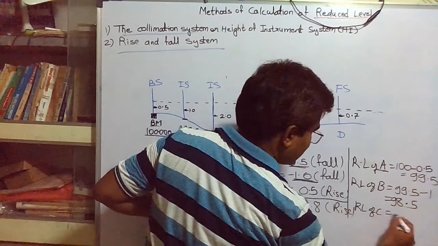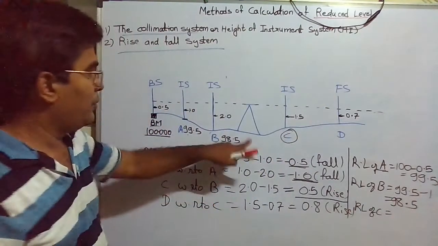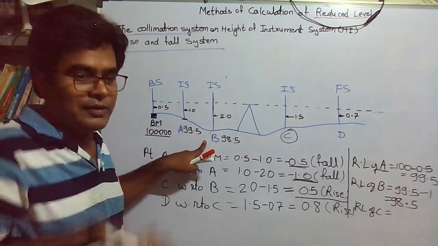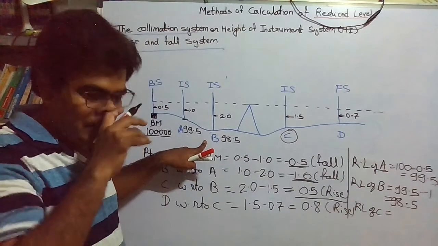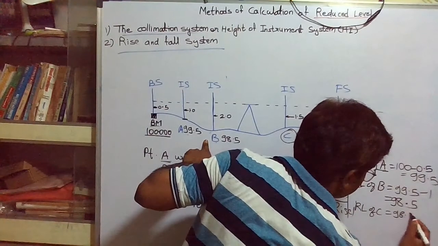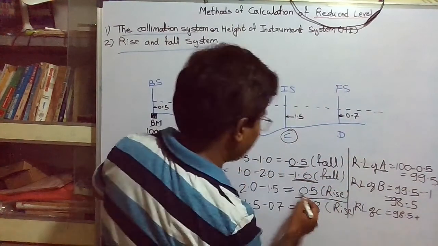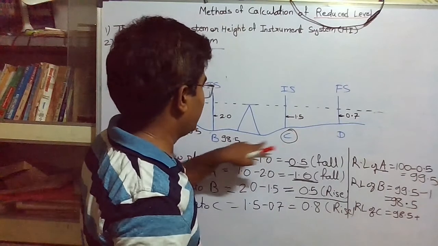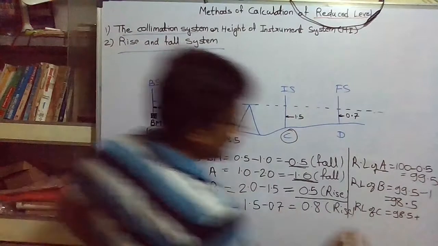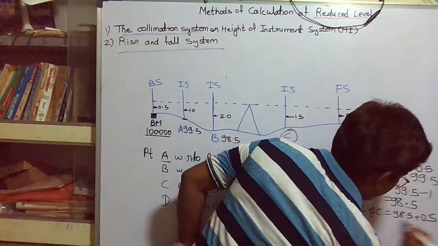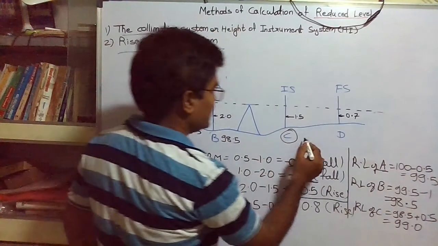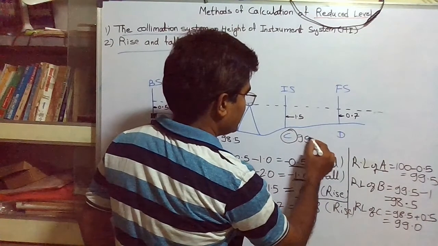RL of C is equal to RL of B, the preceding point, plus or minus. If there is a rise, then there will be plus. If there is a fall, minus. Here there is a rise. So here 98.5 plus, what is the rise? There is a rise of 0.5 meter between point B and C. So here we are adding 0.5. So what we are getting, it is 99.0 meter. RL of point C is 99.0 meter.